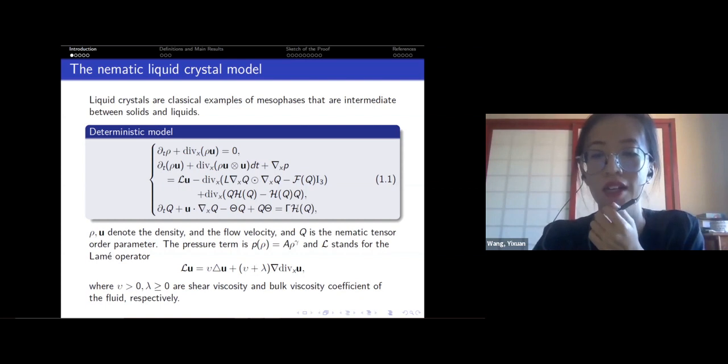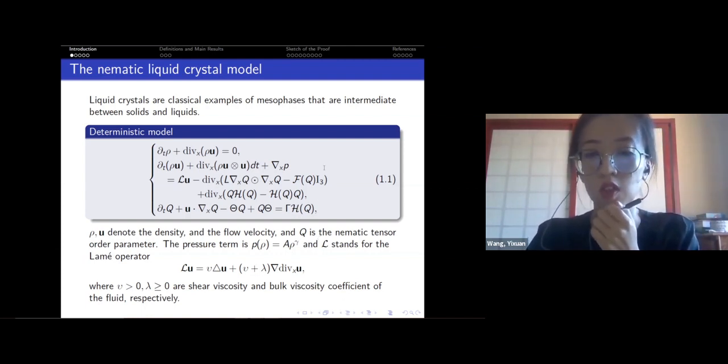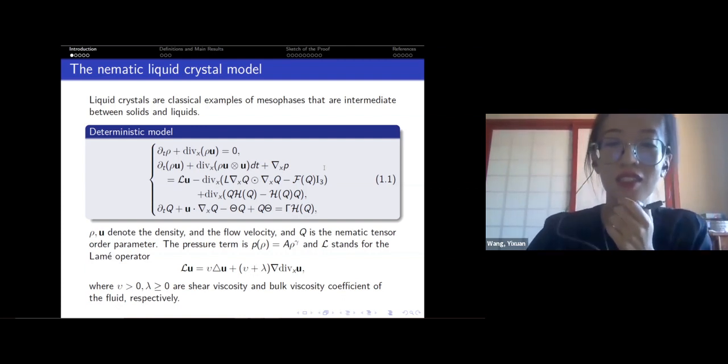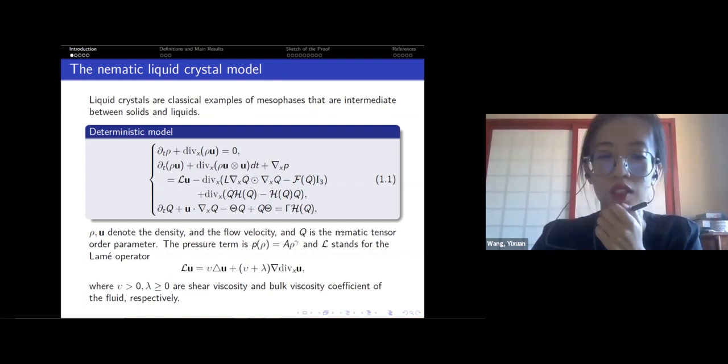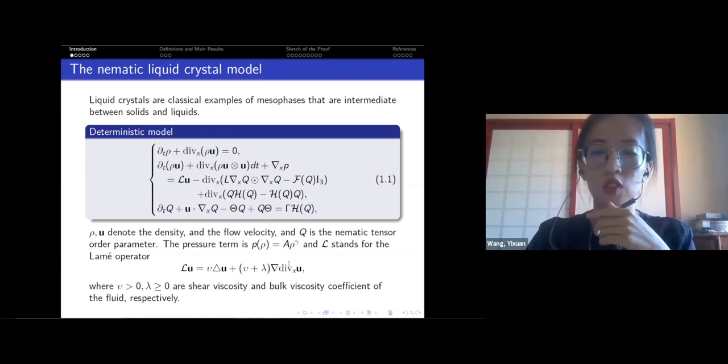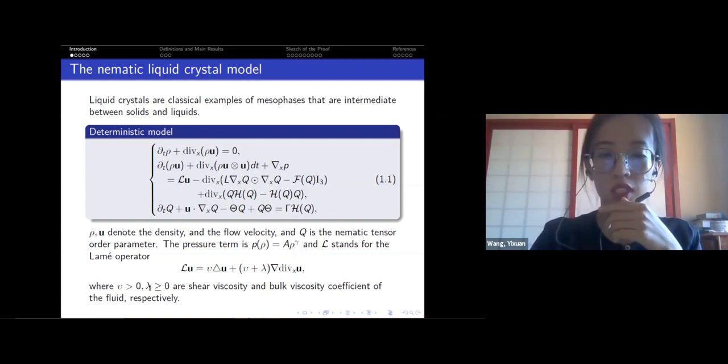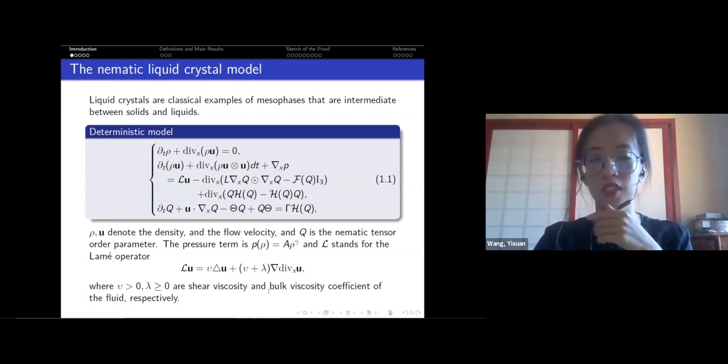But one more thing I should mention is that for the existence results, we have γ up to 3/2, and I can barely see anything that's less than this number. L stands for the Lamé operator, which is the operator for the viscosity. The numbers λ and μ are positive, and they are viscosity coefficients of this fluid.